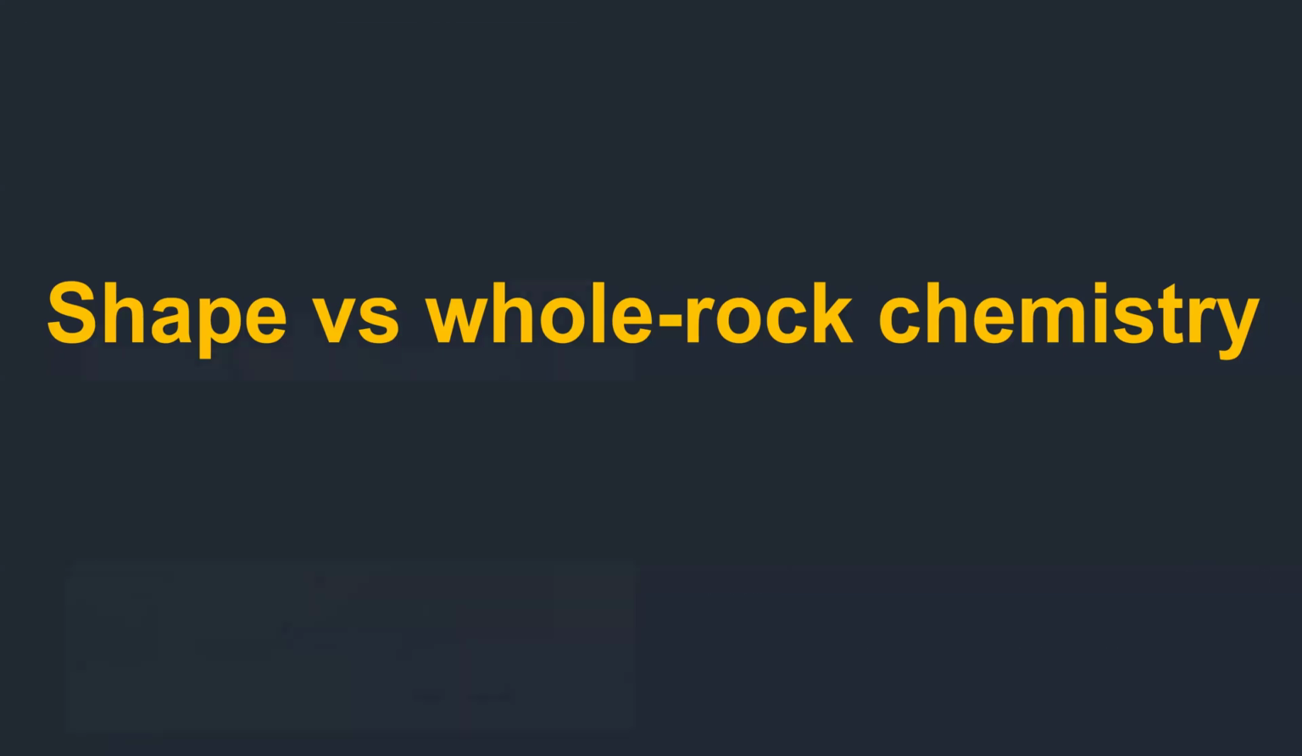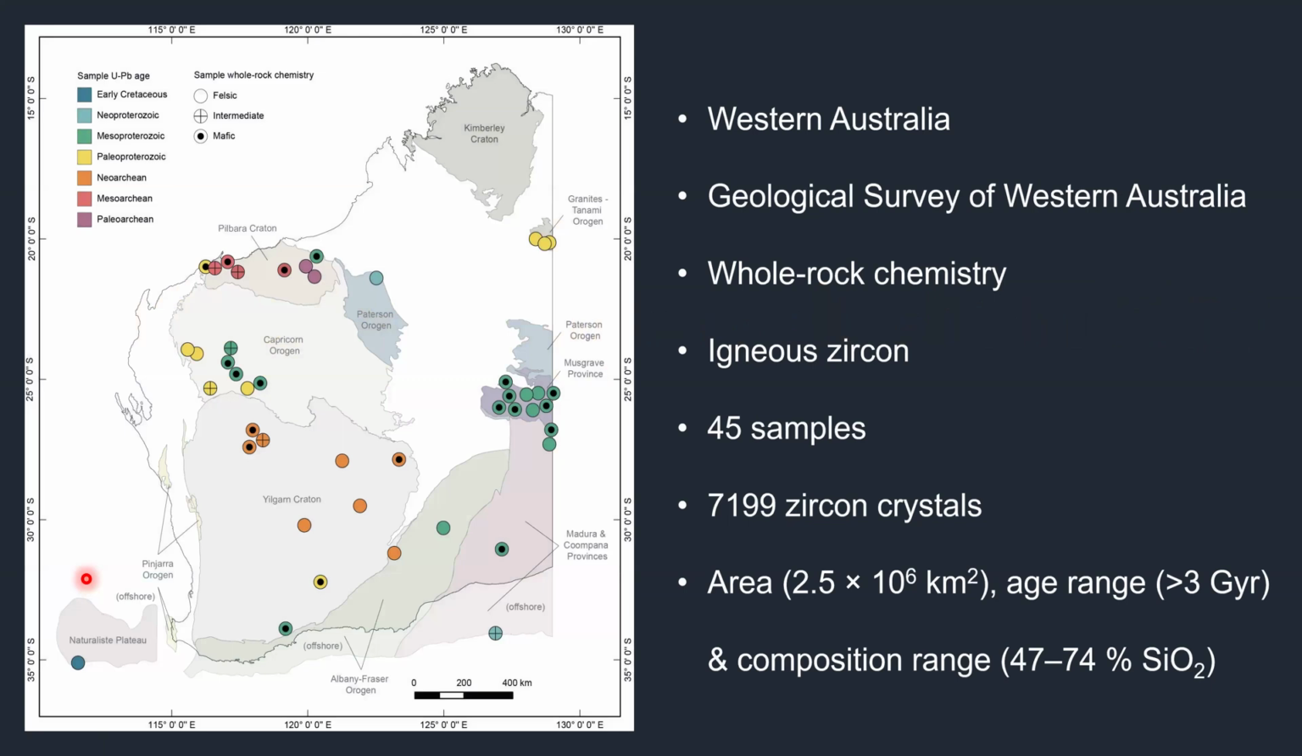So to approach this question, we're based in Western Australia, and here we're very lucky to have a multi-decade geochronology data set that's been collated by the Geological Survey of Western Australia. The data set includes the whole rock chemistry of samples, the geochronology of the samples, and then the images of the samples. We're specifically looking at igneous zircon and how the igneous zircon relates to the whole rock chemistry of those igneous rocks. We picked out 45 samples. We had just over 7,000 zircon crystals, and this data set spans quite a large area, age range, and whole rock silica range.